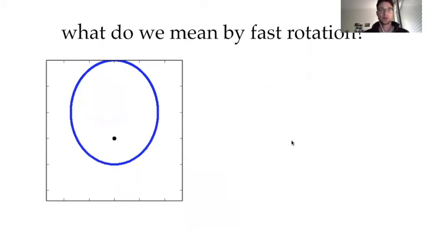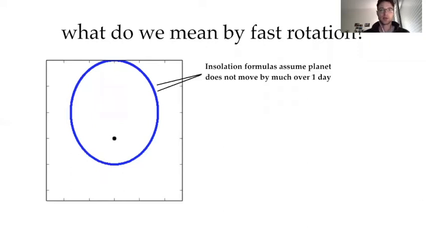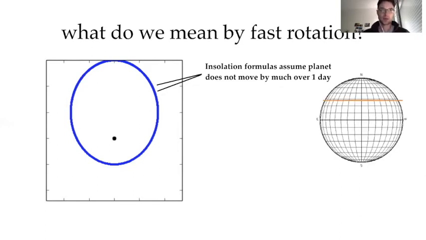Well, the first point I want to make is that for planets on eccentric orbits like this shown here, the total insolation varies in time, and the formulas that we're using assume that the planet does not move by much over the course of a day. So the star-planet distance can be assumed to be constant. The way that this translates into an assumption for the climate model is that all locations along a single latitude will receive the same forcing, which is, of course, not true in a spin orbit state, such as synchronous rotation.